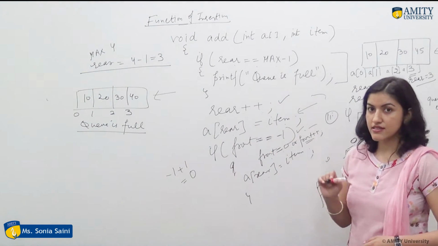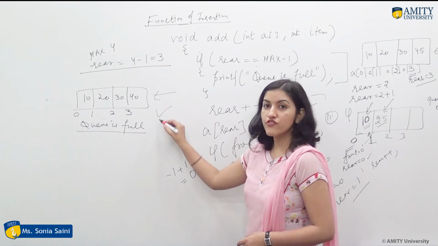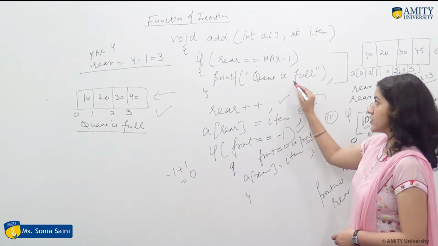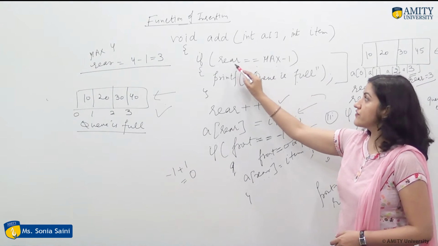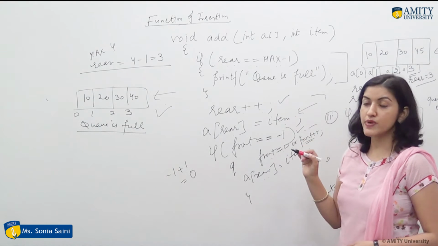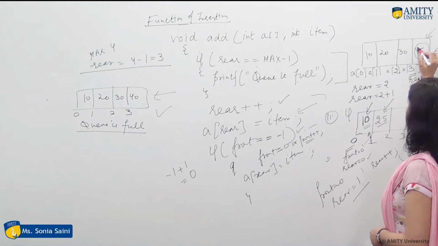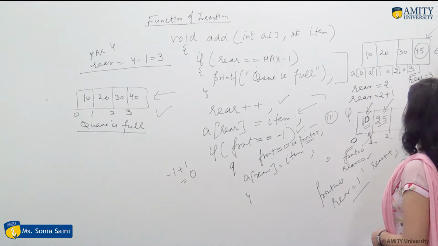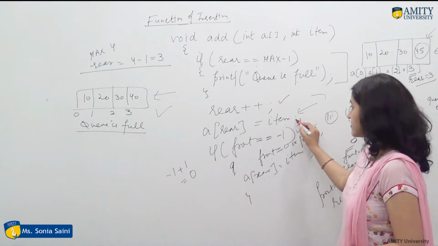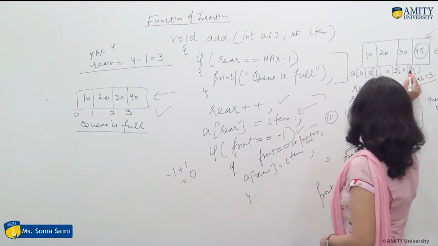There are 3 cases. One is, first you will check whether the queue is full or not. If the queue is full, simply write printf queue is full. How to check? If rear is equal to max minus 1. Next case, if there is a space at the rear end, like this. In this case, there is a space at the rear end. Simply increment rear by 1 and add any element at the rear end, at the A3 position.